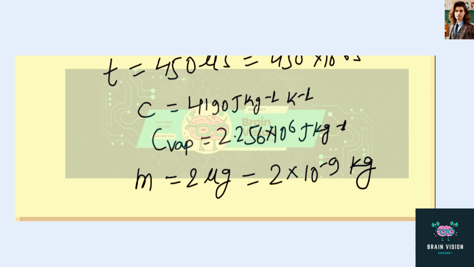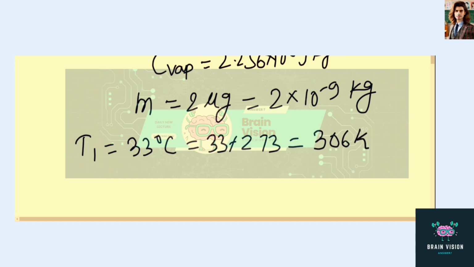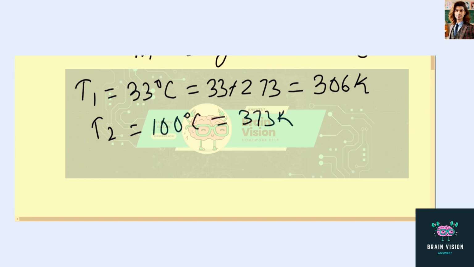And for the next given quantity, the starting current temperature T1 is 33 degrees Celsius, and this will become 33 plus 273, which is equal to 306 Kelvin. And the final vaporization temperature T2, which is also given, is equal to 100 degrees C, and this is equal to 373 Kelvin. And now we have to solve the first part, so we are solving here. This is the first part.